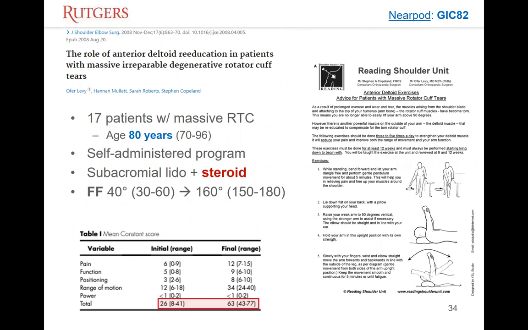Only 3 of the 17 patients went on to have surgery. This study, while limited, claimed that conservative measures can have substantially positive effects in the midterm for these elderly patients with massive tears. However, the cohort size was small, the follow-up was short. They had a concomitant steroid injection, and we had limited reports on the actual functional outcomes for them.